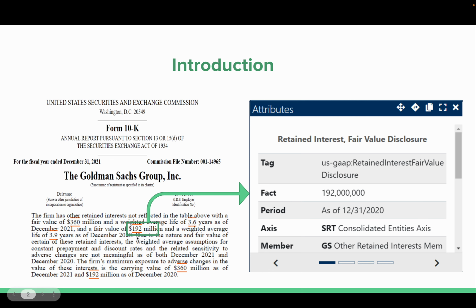In this slide, on the left-hand side there is a sentence, "and a fair value of $192 million." Here 192 has been tagged with a particular tag, retained interest fair value disclosure. On the right-hand side, that is called US GAAP: retained interest fair value disclosure.